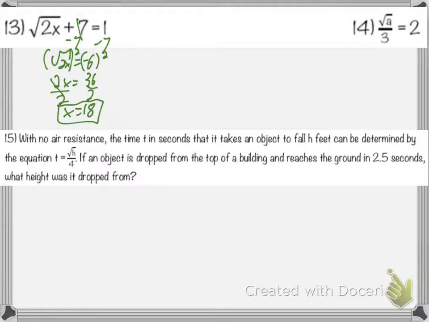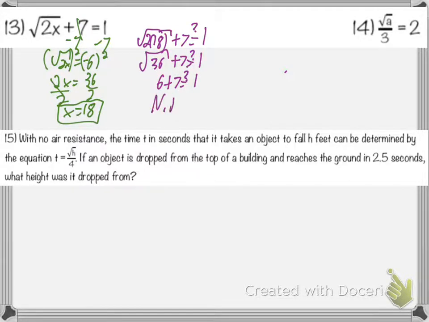Now let's just prove that that was an extraneous solution by plugging it in. Square root of 2 times 18 plus 7 equals 1. I need to write this lower because it's grabbing part of my screen here. 2 times 18 is 36. Square root of 36 plus 7 equals 1. Well, square root of 36 is 6. 6 plus 7? That doesn't equal 1. No real solution.